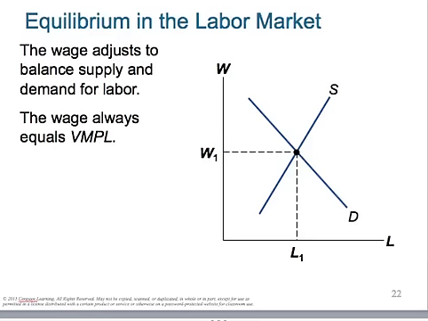Now, there's an equilibrium in a labor market, just like there is in any other market. The wage adjusts to balance supply and demand for labor. The wage always equals the value of marginal product of labor for all the reasons we stated before. You don't want to pay people more than what they're worth, what they're producing. So you work them right up to the point that they equal the value of the marginal product of labor. Essentially, marginal revenue from labor equals marginal cost.